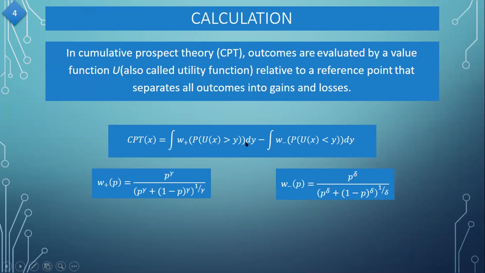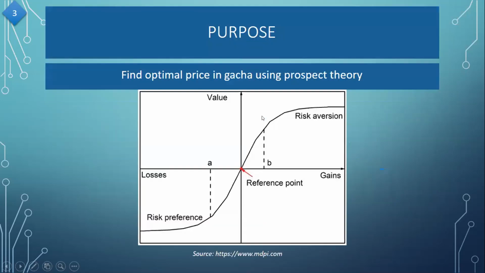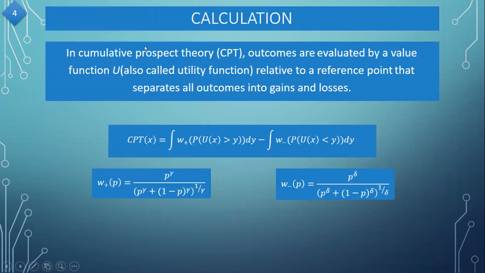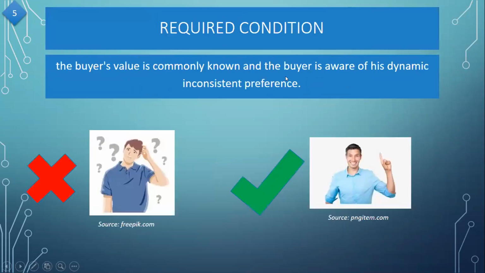You compare these two, and when you get the maximum value, that's when you get the optimal price. Because the graph here is an ideal graph. This is not real, so you rarely see this kind of graph. Usually it's not this smooth. Usually there are multiple peaks, multiple hills. So it's hard to determine where the optimal price area is. So in order to do that, I'm going to use cumulative prospect theory.